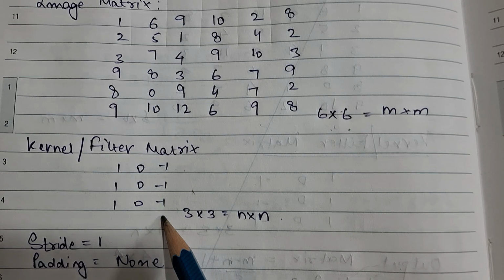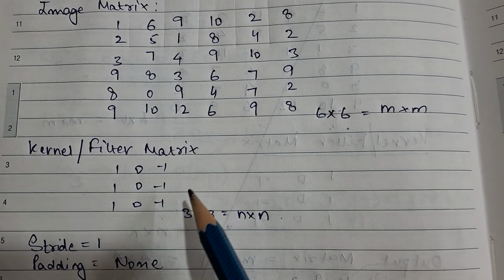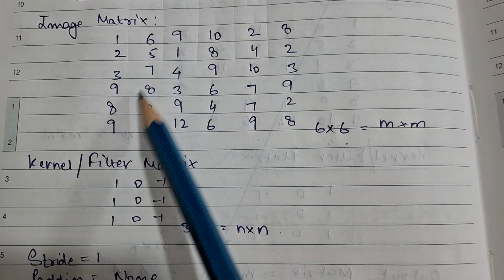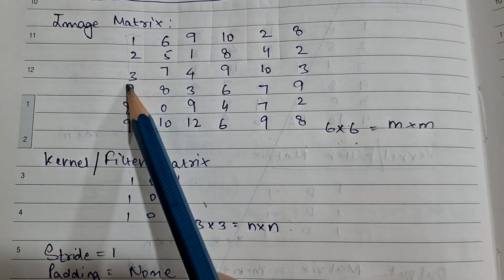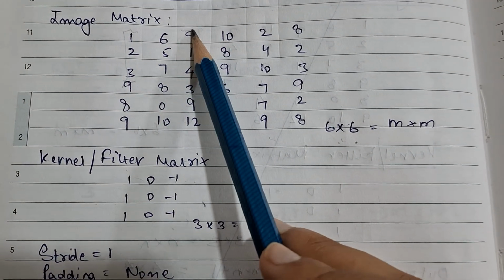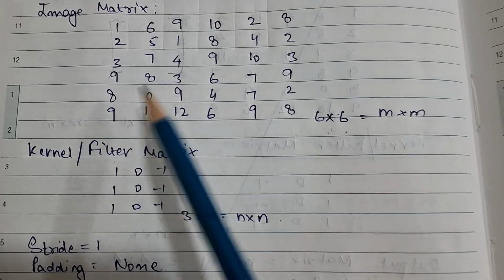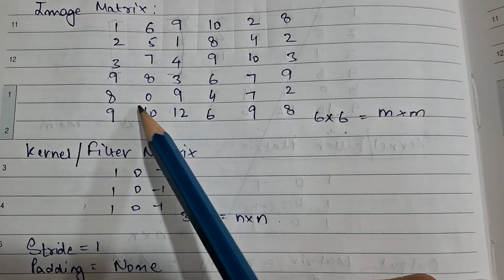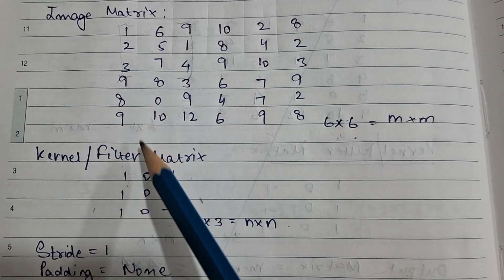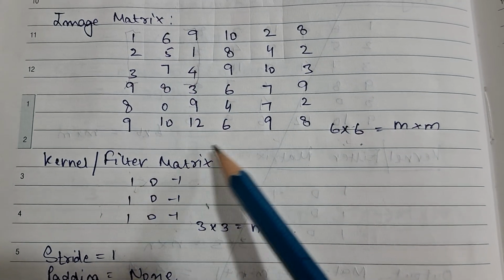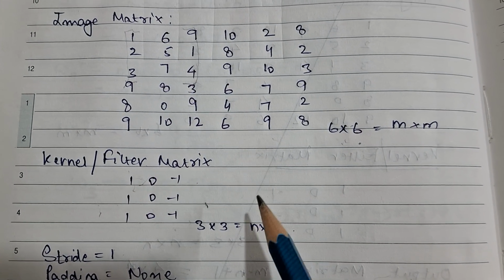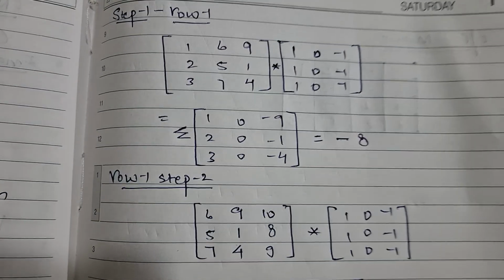We take the filter matrix of the kernel and place it on the leftmost corner. When we place this on the leftmost corner, it will overlap with this part of our image matrix. Then we convolve it, which here means that we multiply the respective element with the respective element of the kernel, and we add all the products. The same thing we have done over here.